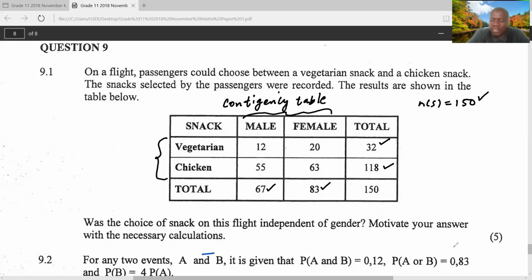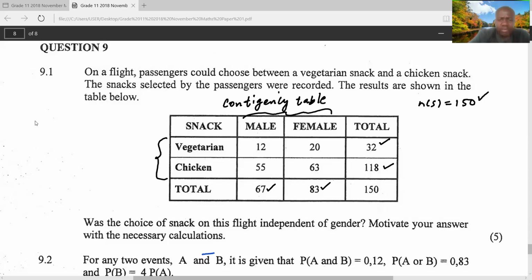Then the question says, was the choice of snack on this flight independent of gender? What does it mean? We want to check whether the choice of snacks is independent of gender or not. So we want to prove independence here.